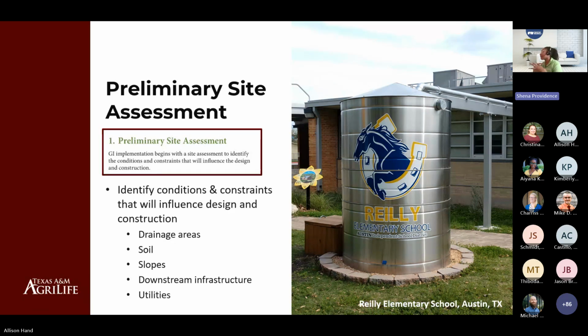When you're looking at the different conditions and constraints, you're identifying your drainage areas, soils, slopes, downstream infrastructure, and utilities. As an example of GI-specific practices and implementation for soils, you may want to perform soil testing to identify infiltration capacity. If it's not to the standard that you need for a given practice, you have to adapt as needed. Some of those adaptations may include adding structural features like underdrains for areas where you may have low permeability soils, or even incorporating amendments to improve the overall performance.